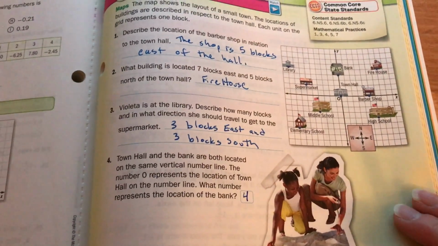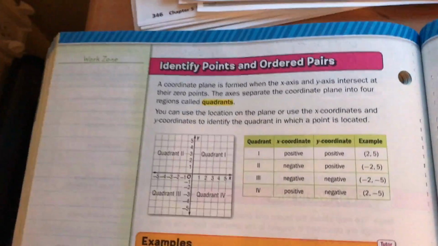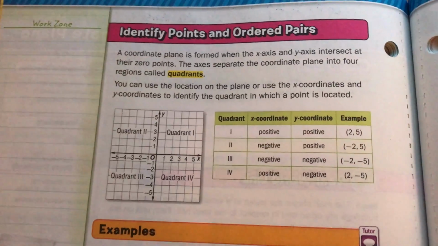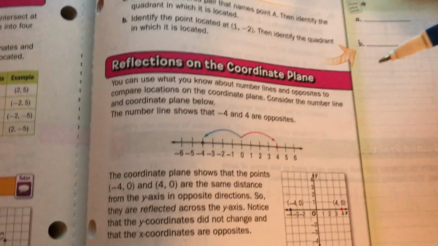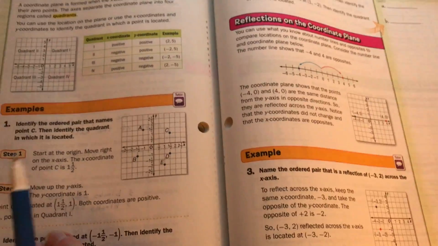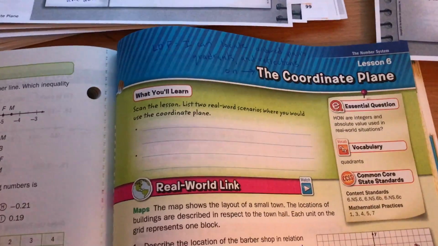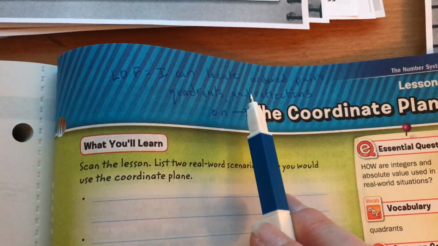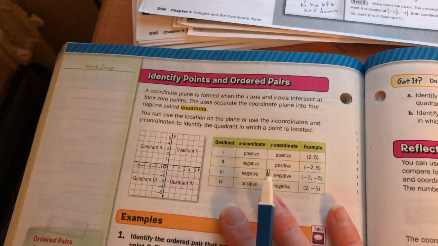All right, let's go ahead and turn to the first page here. On this side, we're going to be identifying points in ordered pairs. And on this side, we're going to talk about reflections. So remember, the name of this is, well, the coordinate plane, but our learning objective is locating ordered pairs, quadrants, and reflections. So this is the ordered pairs and quadrants.